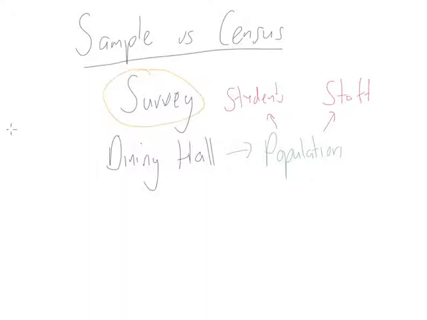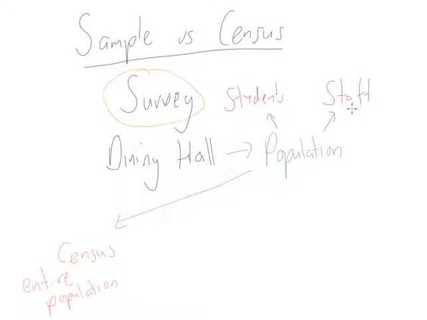So if I want to survey them, I want to ask questions, do you like the dining hall food? I have two options I can go with. I can go with a census. And a census is a survey of the entire population. So in that case, if I'm surveying the entire population, I'm surveying every single person. So every single student gets asked questions, every single staff member gets asked questions as well. So my question might be, do you like dining hall food? I'm going to ask every single student, every single staff member.